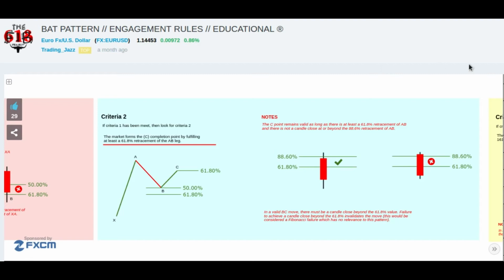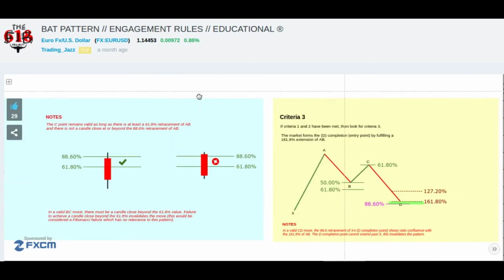Note, in a valid B to C move, there must be a candle close beyond the 61.8% value. Failure to achieve a candle close beyond the 61.8% invalidates the move. This would be considered a fib failure which has no relevance to this pattern.